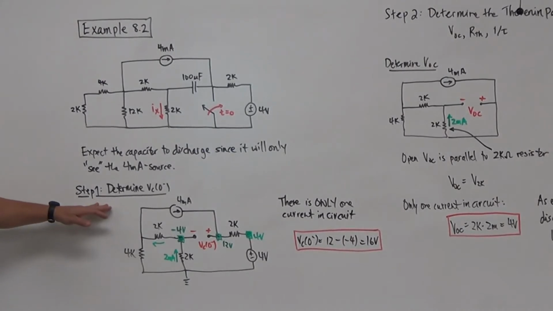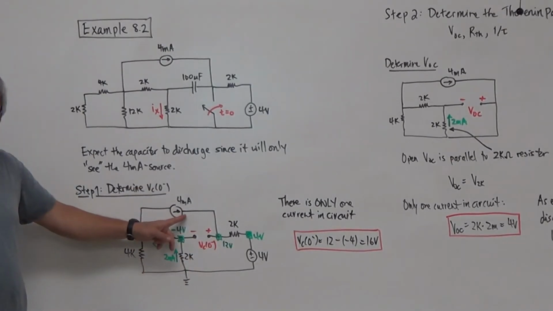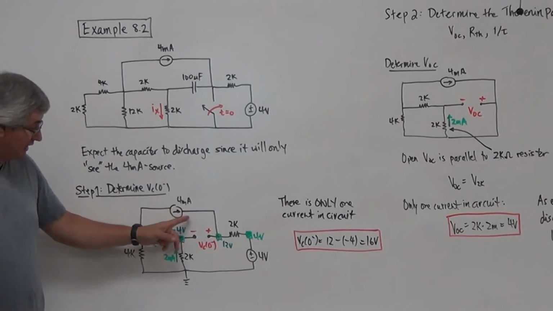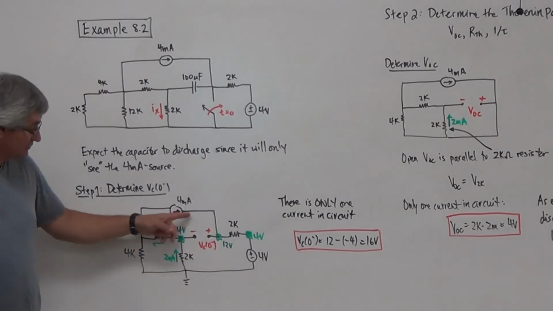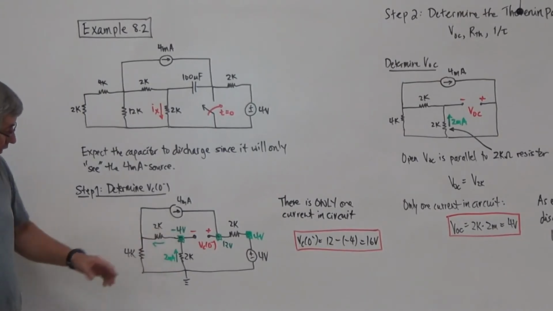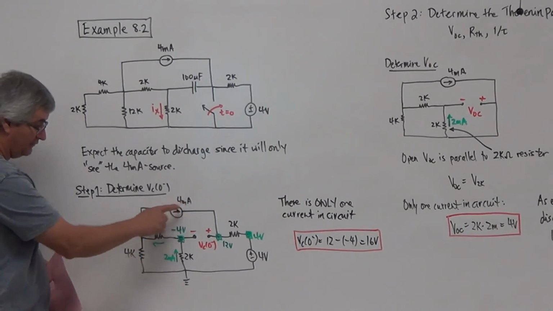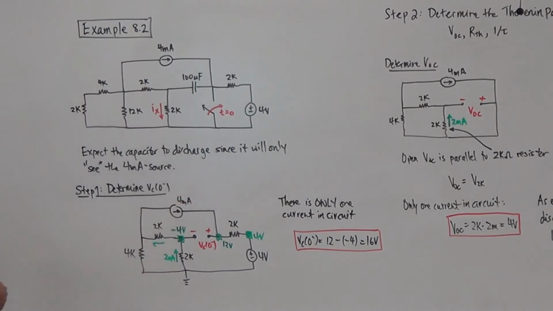Step 1, we determine the initial voltage of the cap. Using simple circuits here, we saw that there's only one current in the loop, right? Because that guy and that guy are in series. As I come through here, we saw that the current, that 4 milliamps, because these two resistors are in parallel, and they're each 4, they're going to divide that 4 milliamps into 2 milliamps.